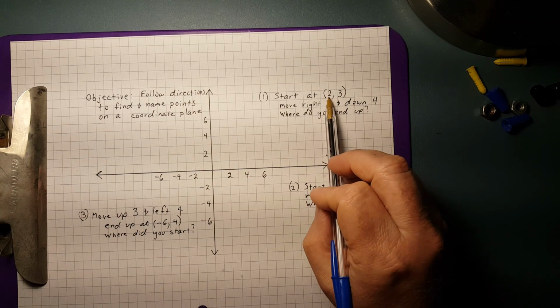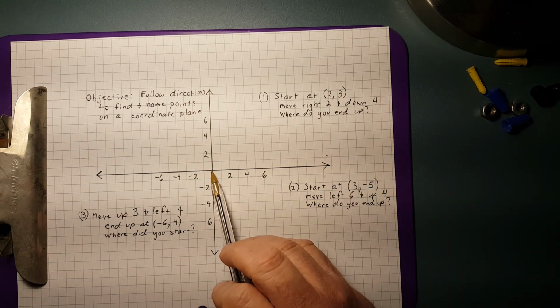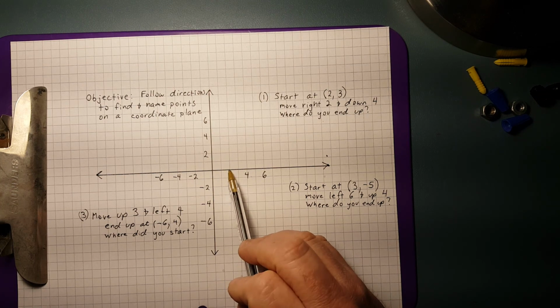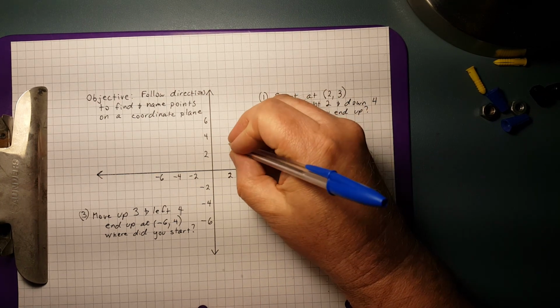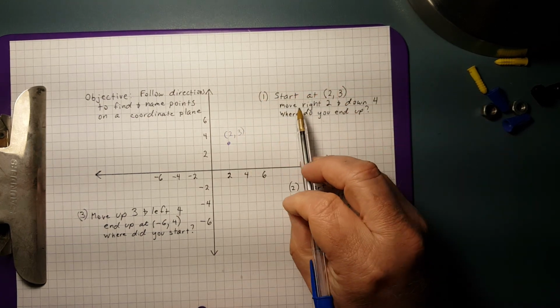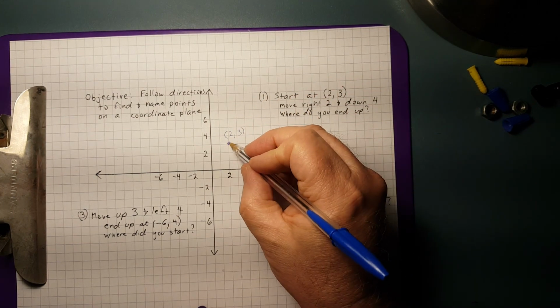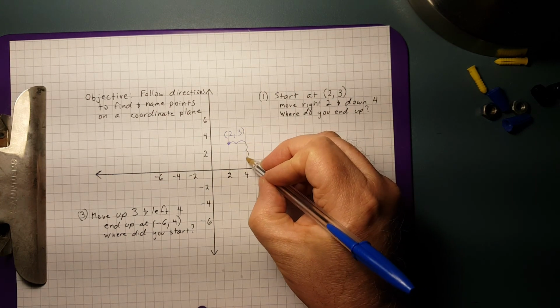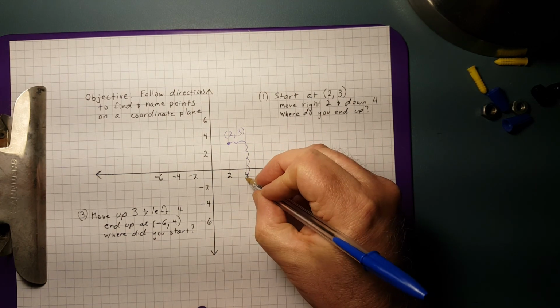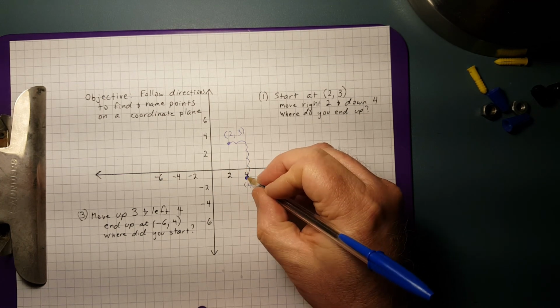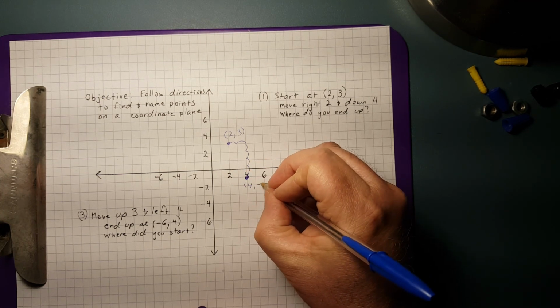Seems pretty easy. First we find (2, 3): 2 on the x-axis, 1, 2; 3 on the y-axis, 1, 2, 3. There's our starting point, (2, 3). It says to move right 2, 1, 2, and down 4: 1, 2, 3, 4. We end up right here, which is 4 on the x-axis and negative 1.